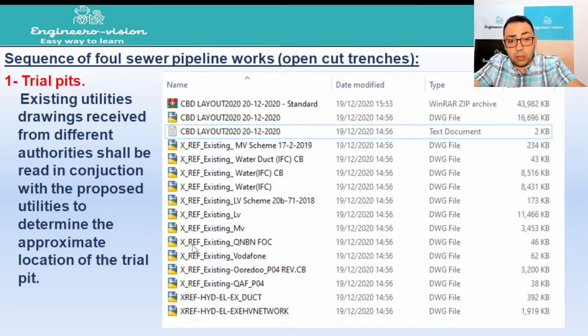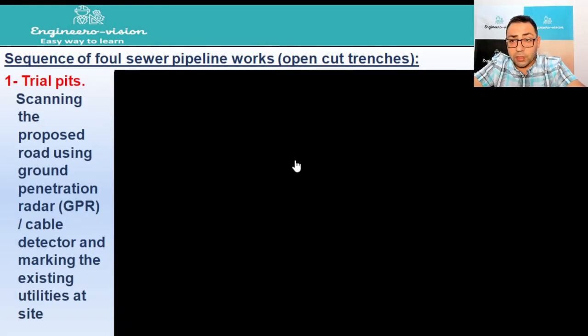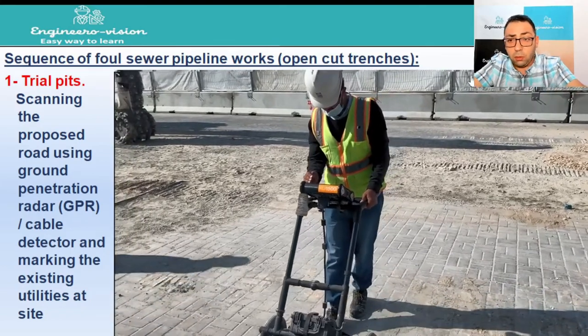Based on this drawing received from the authorities, we'll do something called combined drawing. Combined drawing will help us to determine the approximate location of the trial pits. Then we'll go to site and we'll start scanning for these points, as we can see here in this video.